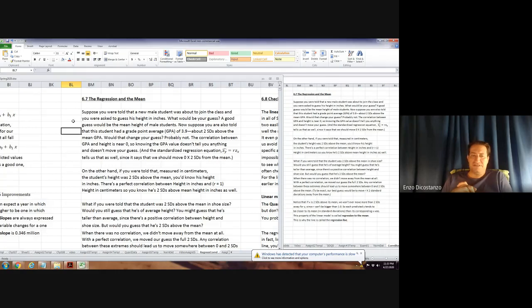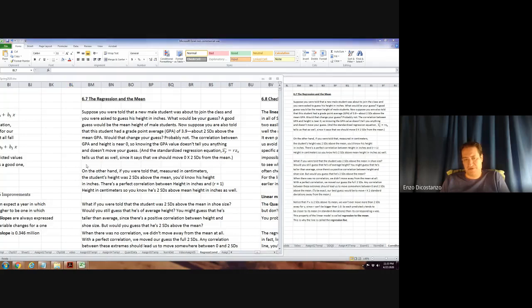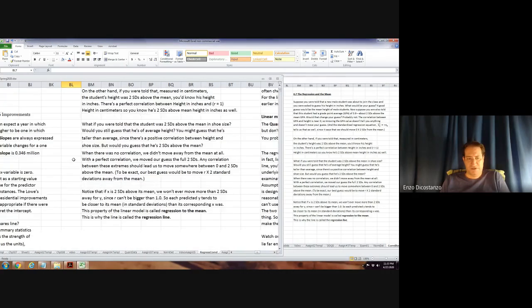Now, if the correlation is 0, that should tip you off that the height and GPA aren't going to tell you anything about each other. So that's really the whole theme of what this is. R can't be bigger than 1. So the predicted Y tends to be close to the mean, then the corresponding X. It was a property of the linear line. It's called the regression to the mean. This is why the line is called the regression line.